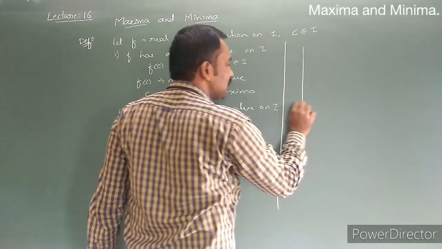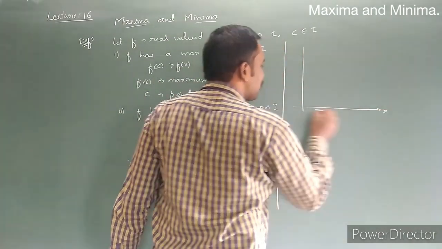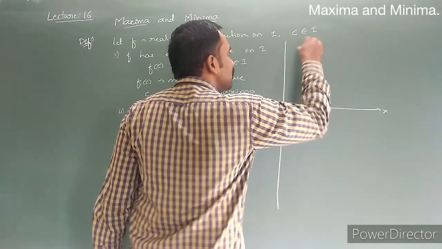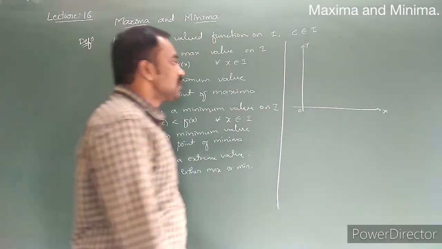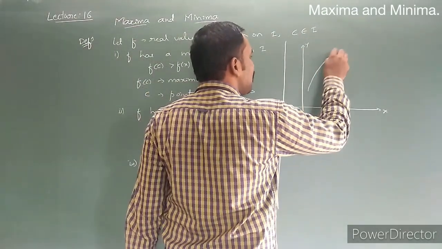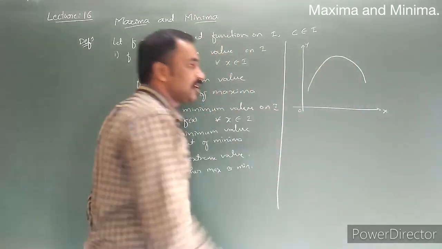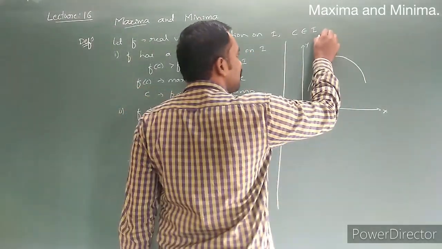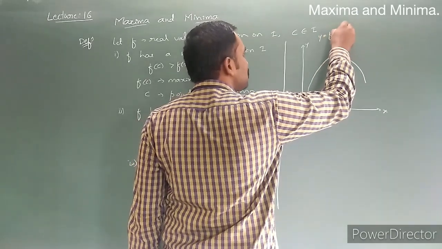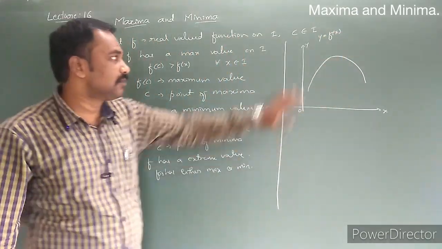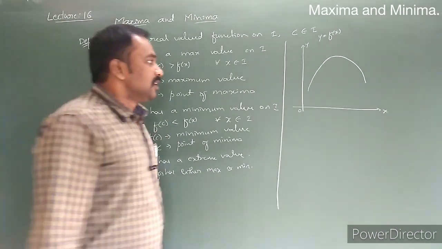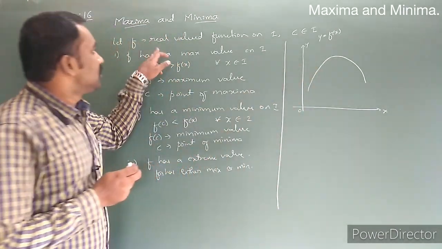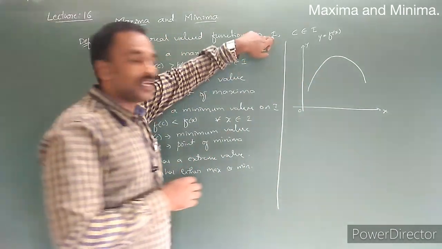Suppose in an xy coordinate plane, the function has a graph like this. I just say that y is equal to f of x. It is a real function, a real valued function defined on an interval I.